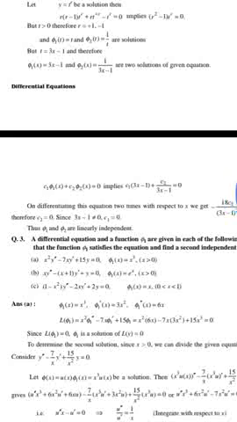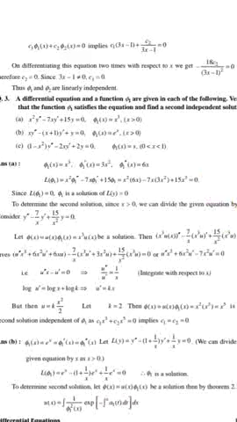Put t = 3x − 1. Then φ₁(x) = 3x − 1 and φ₂(x) = 1/(3x − 1) are two solutions of the given equation. Therefore, c₁φ₁(x) + c₂φ₂(x) = 0, that is, c₁(3x − 1) + c₂/(3x − 1) = 0. On differentiating, −18c₂/(3x − 1)² = 0, and it gives c₁ = 0 and c₂ = 0. Therefore, φ₁ and φ₂ are linearly independent.